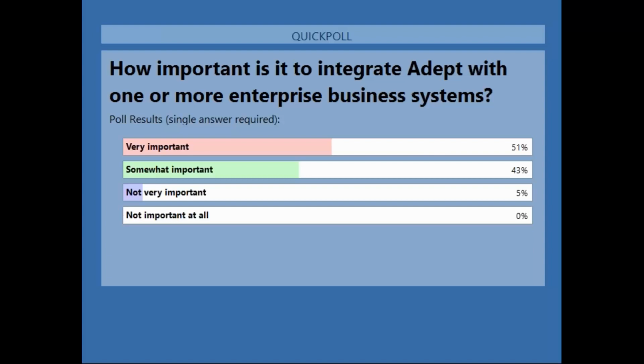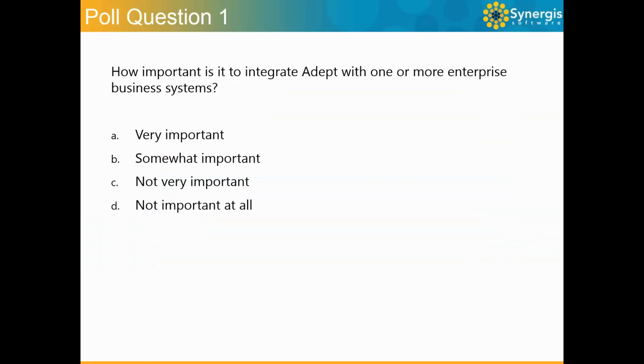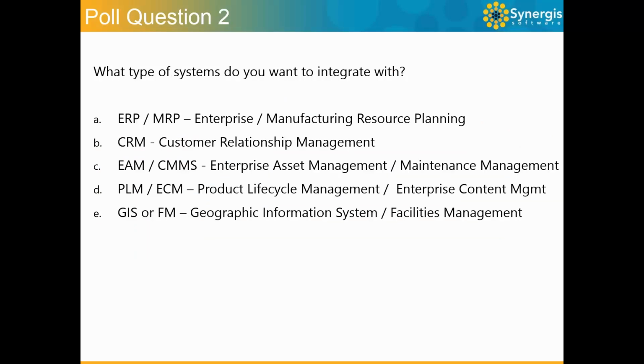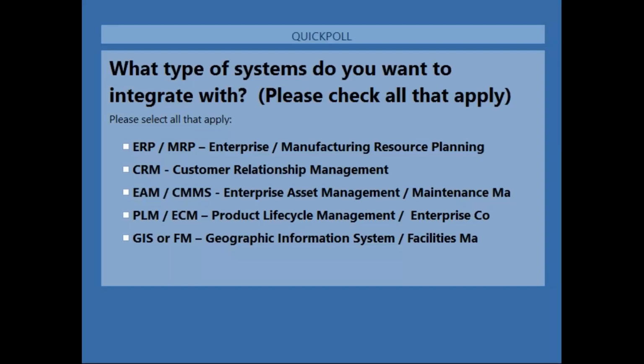So it looks like, wow, 51% very important, 43% somewhat important. That was kind of what we expected, and we're really thrilled to see that there's a lot of interest. And let's go to our next poll now. So with that, tell us, what type of systems do you want to integrate with? Martha's opening the poll for us now.